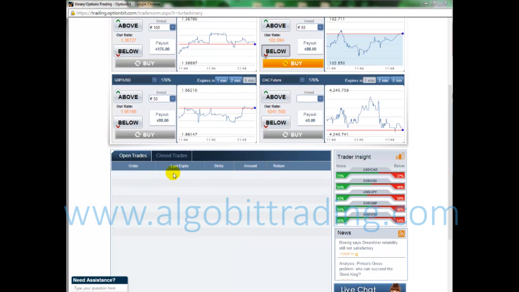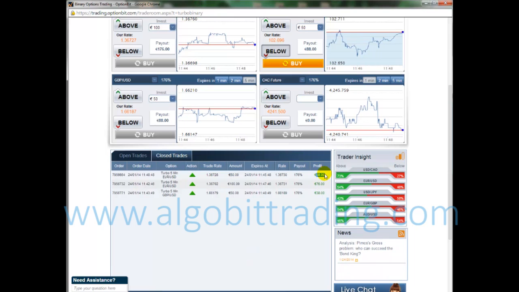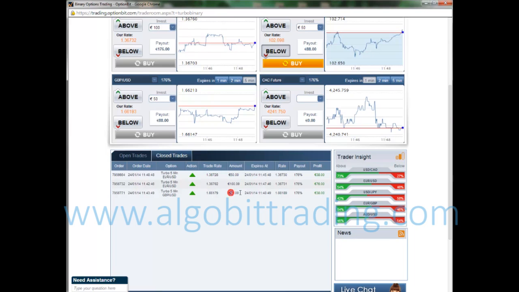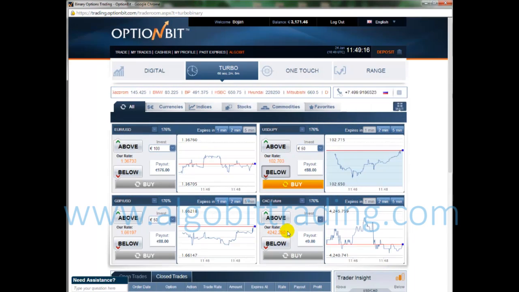Okay, so this trade closed in the green, so it means I have 3 winning trades so far. This is my exact profit. These were my investments. I invested €50 on one trade, €100 on the second trade, and €50 on the third trade. On the first trade I won €38, on the second I won €76, and on the third I won €38.